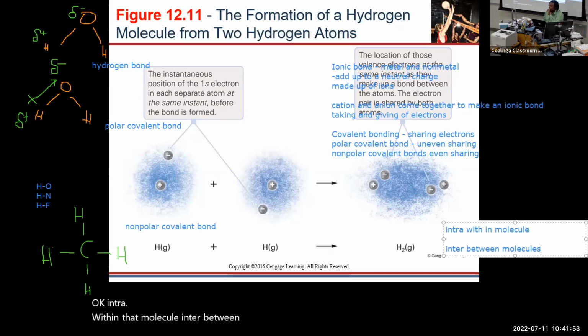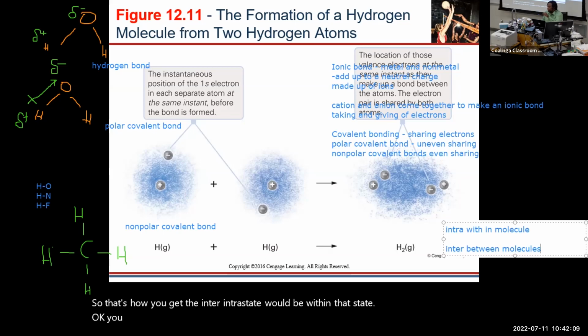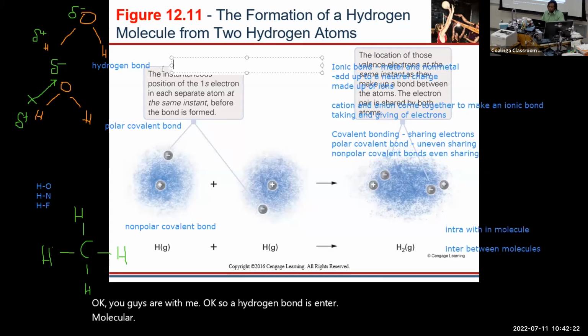Okay, so like an interstate, I-5, right? It goes between states. So that's how you get the inter. Intrastate would be within that state. You guys are with me? So a hydrogen bond is intermolecular, meaning between molecules, okay?